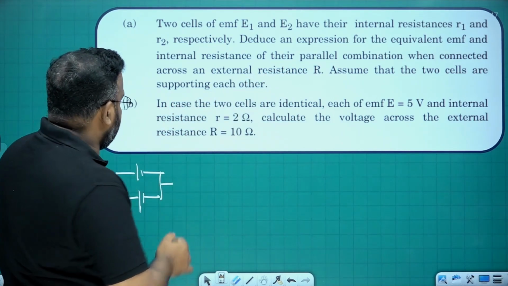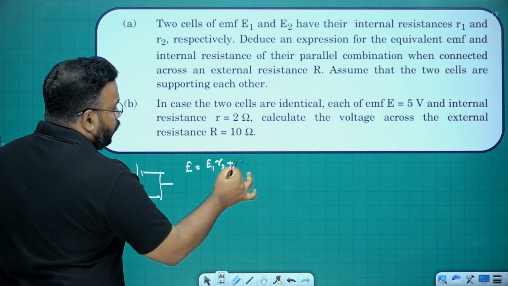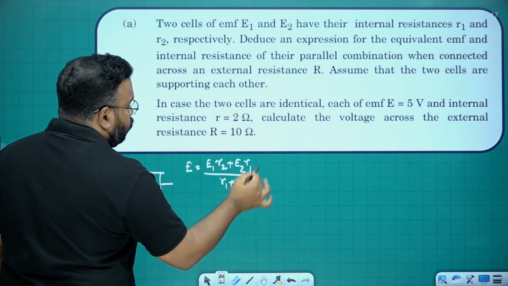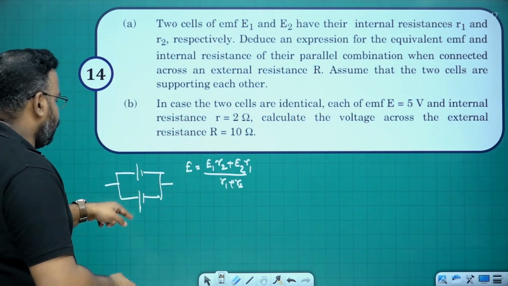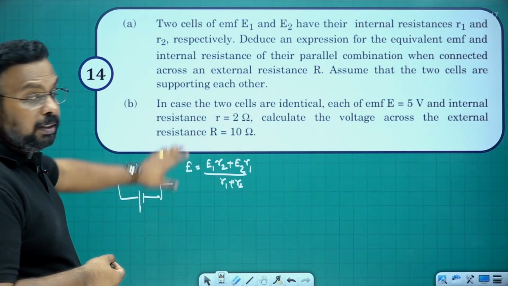for the equivalent EMF. Equivalent EMF formula is E equal to E1 R2 plus E2 R1 divided by R1 plus R2. This is the equivalent EMF formula. Equivalent resistance is this R and the external resistance. Everything will be in parallel. You can find easily. Please study the derivation.